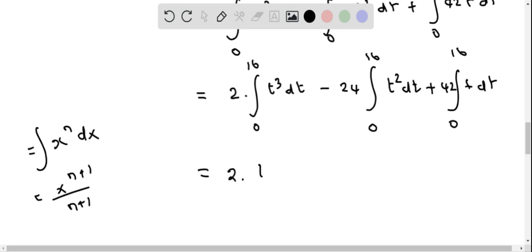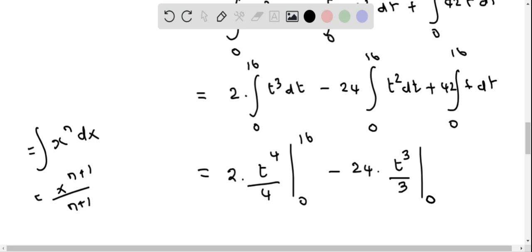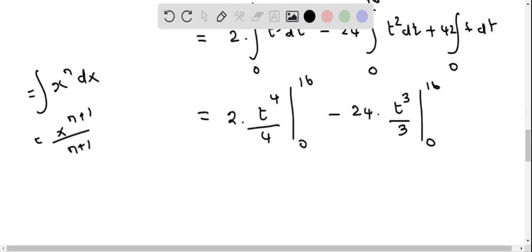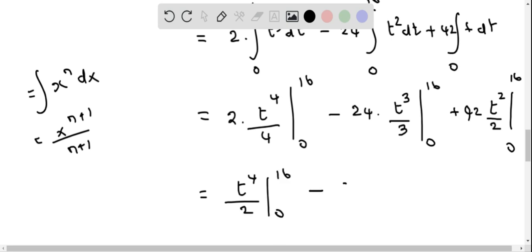So this will become: increase the power by 1, that is 3 plus 1 is 4, and divide by the same exponent, and you have to apply the limit 0 to 16. Similarly, this will be 24 times, increase the power by 1 and divide by the same exponent, also evaluated between 0 to 16. And finally, we have 42 times t square by 2, 0 to 16. I can simplify this. This will be t to the power 4 divided by 2, 0 to 16. This is 8t cube, 0 to 16. And this will be 21t square, 0 to 16.